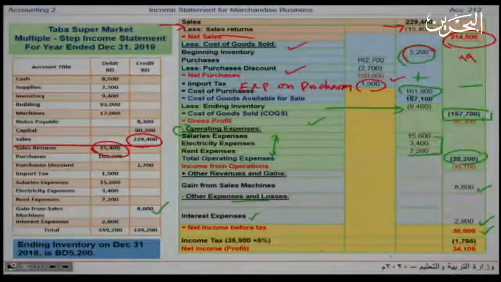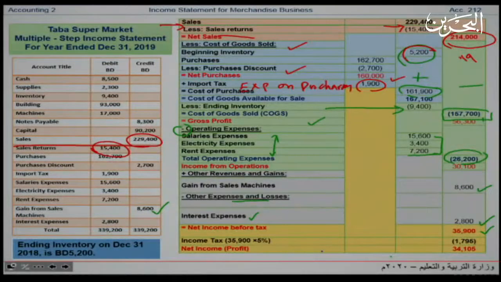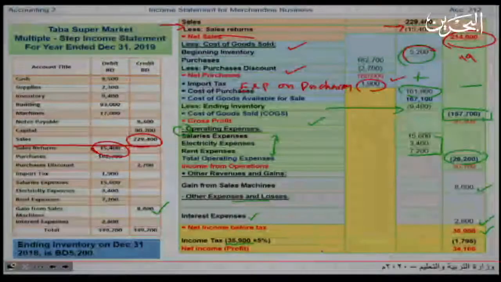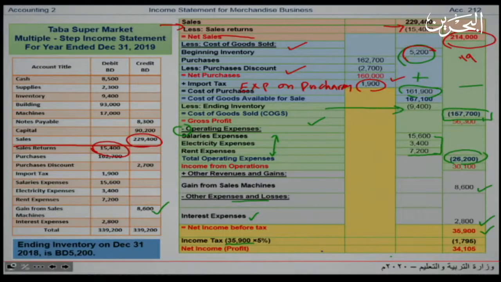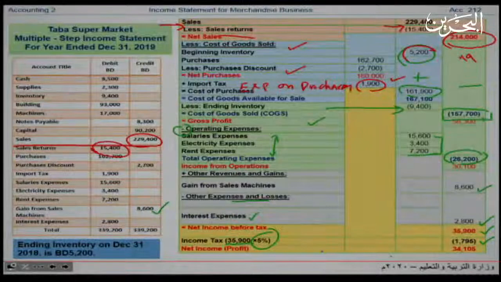The last step in our question, finding the net income. How can I get the net income? I can first find the income tax. How can I get the income tax? As we explained before, I take the net income before tax and multiply it by the tax rate. So I will get the income tax with a figure of 1,795.